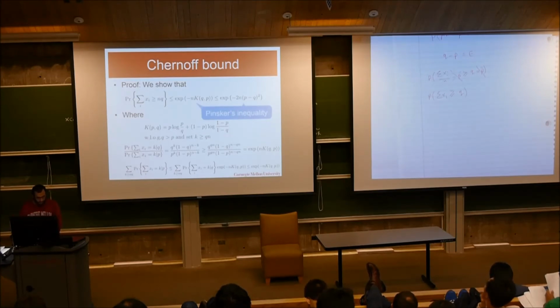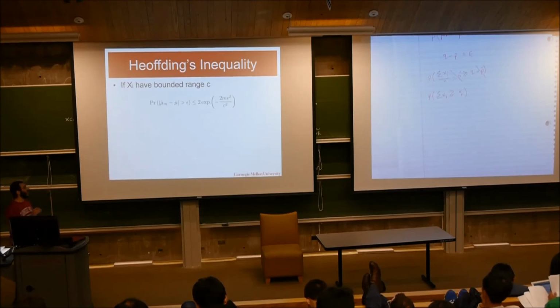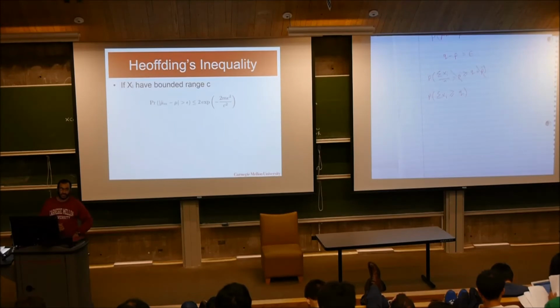But anyhow, don't worry if you don't get the proof now. You just go through it slowly and you'll find it easy. The point is the inequality itself. So we assume that xi are bounded variables, but in general, if xi have bounded range, so xi is between minus c and c, we get what's called Hoeffding's inequality.